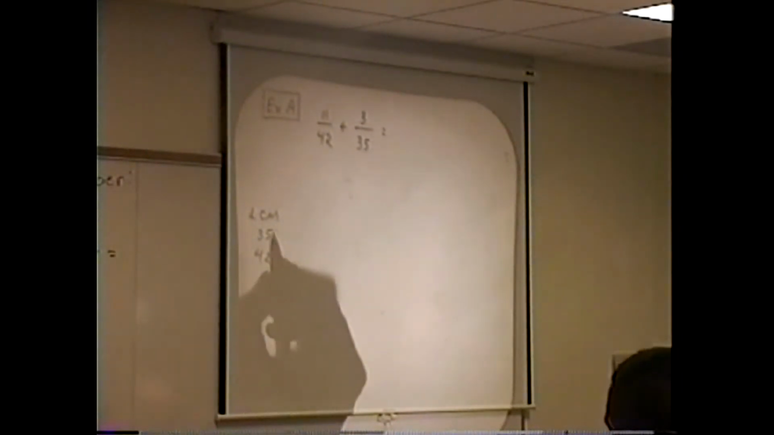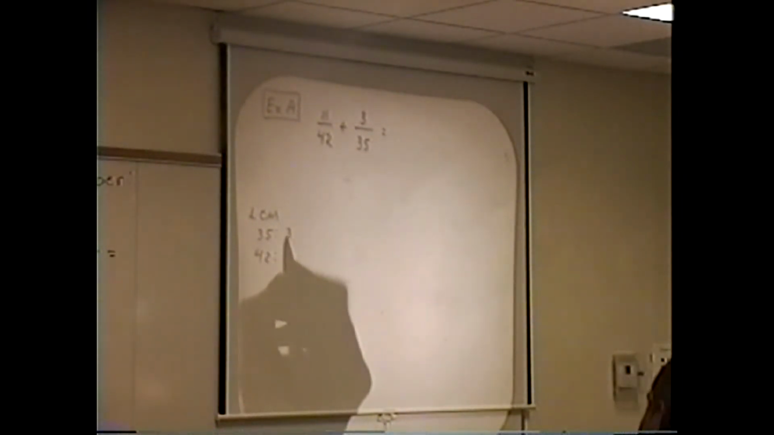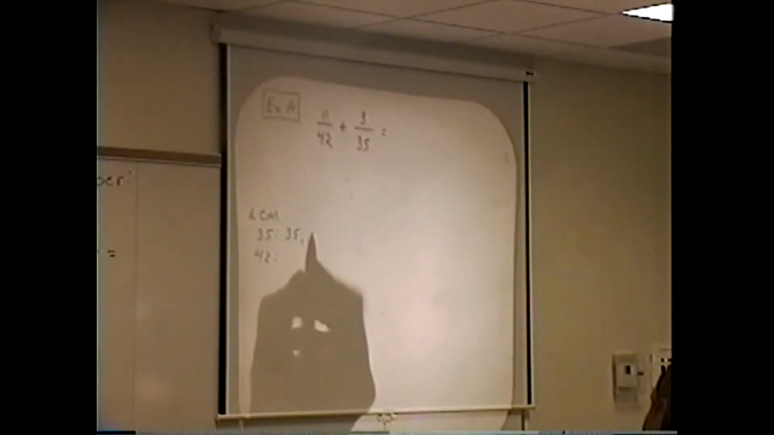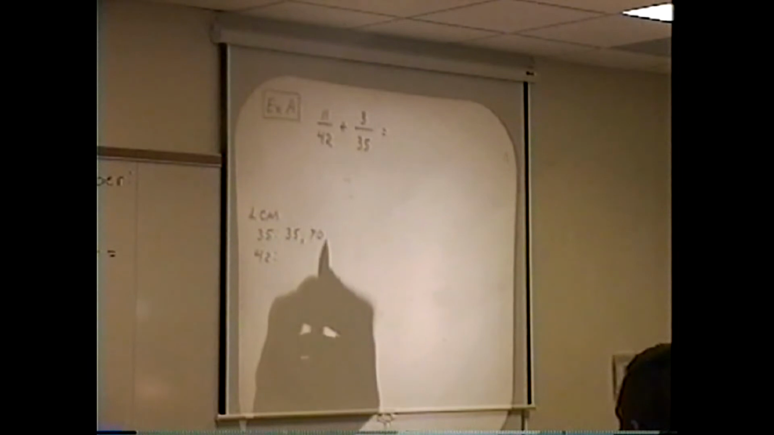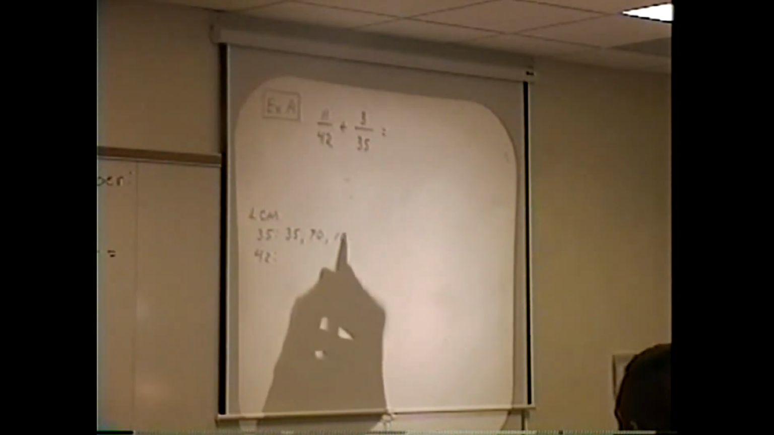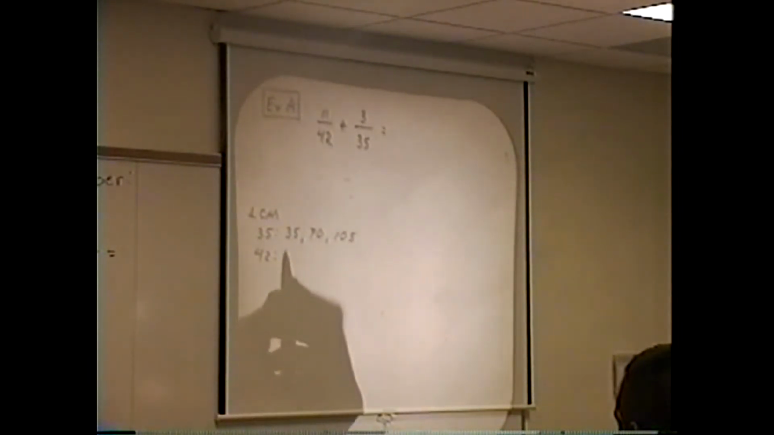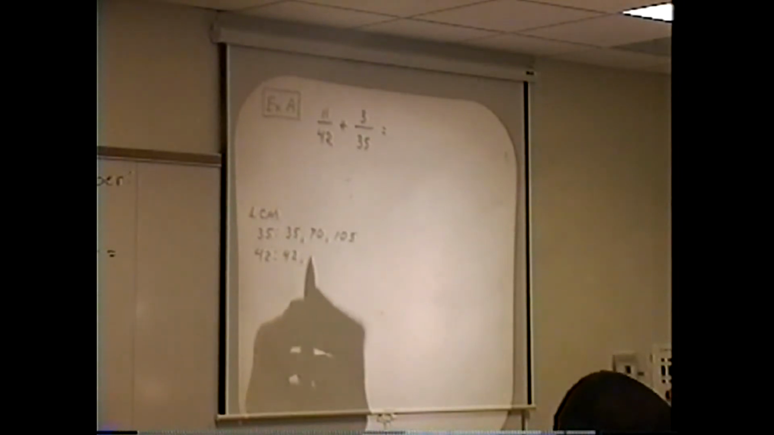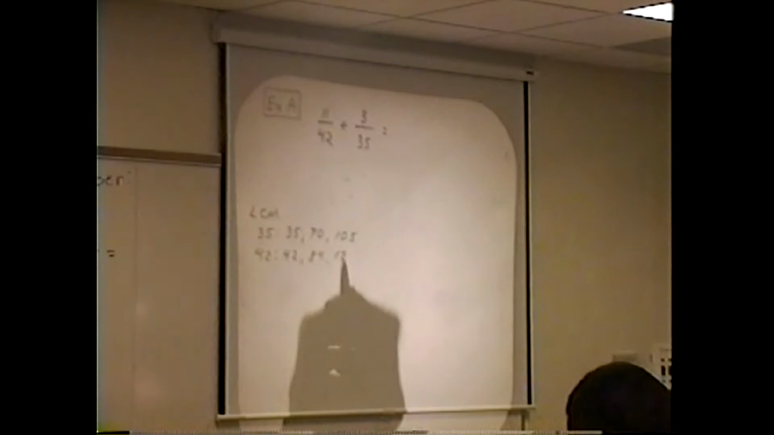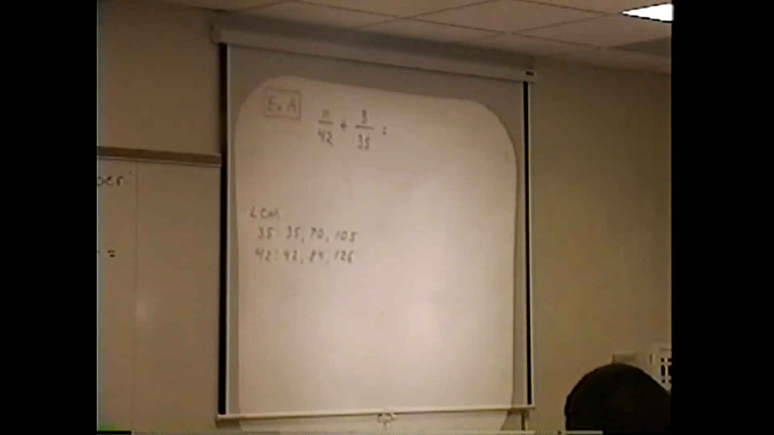Multiples of 35: the first one is 35. The next one? 70. And the next one? 105. For 42, it's 42, 84, 126. So far we haven't found anything common. We are looking for the least common multiple. Keep going.